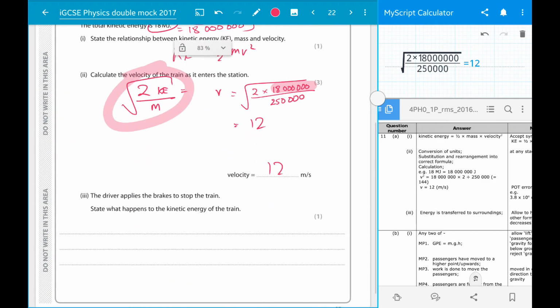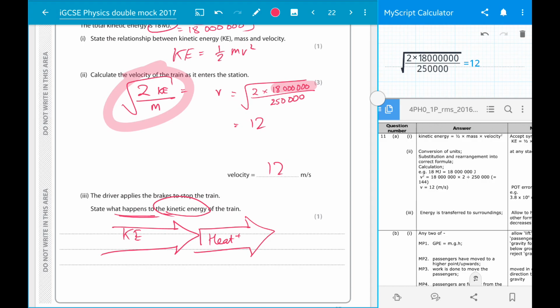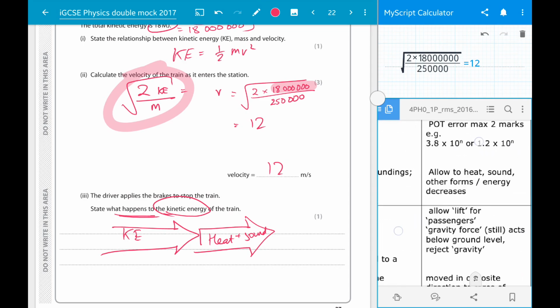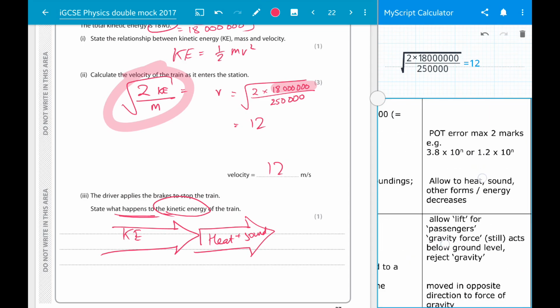Driver applies the brakes. What happens to the kinetic energy of the train? Well, it's going to decrease. But what they're really asking is where does it go? The kinetic energy is going to go down and it's going to get converted into something else. Kinetic energy of the train gets converted into heat and sound in the brakes, in the surroundings. It says here, energy is transferred to the surroundings, but if you say energy to heat and sound and other forms, that's fine.